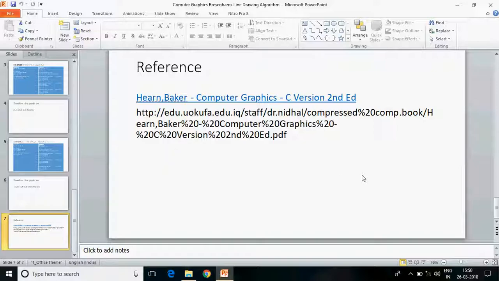This is the reference for the algorithm, Hearn and Baker. It is open source. It is an e-textbook. You can check for the algorithm from this reference.